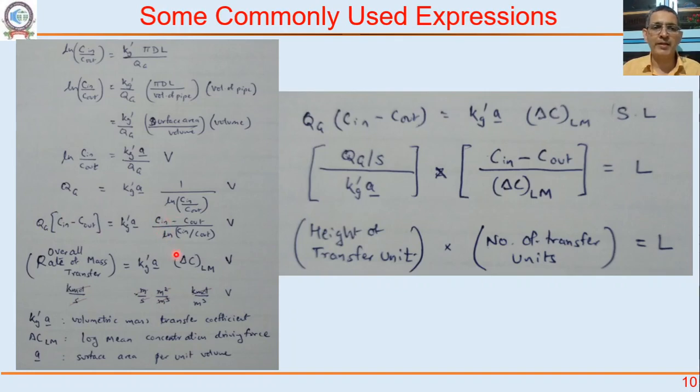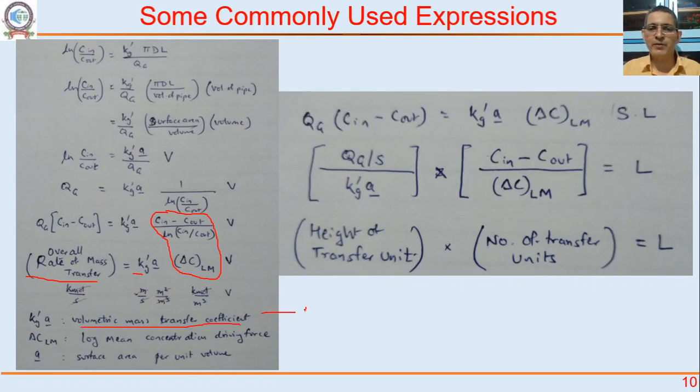kGa multiplied by this quantity, C in minus C out divided by ln(C in by C out), we are going to call the log mean concentration driving force. So we are going to write the rate, and kGa we call the volumetric mass transfer coefficient.